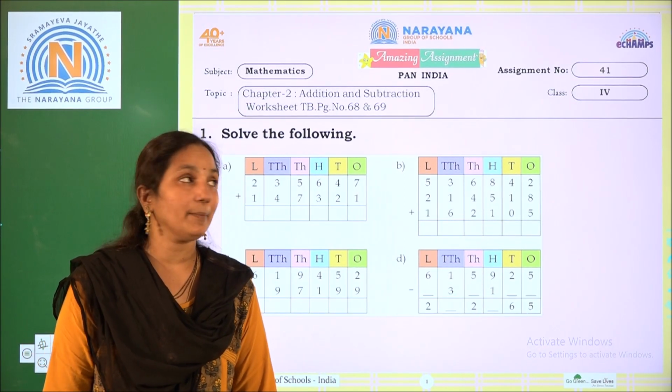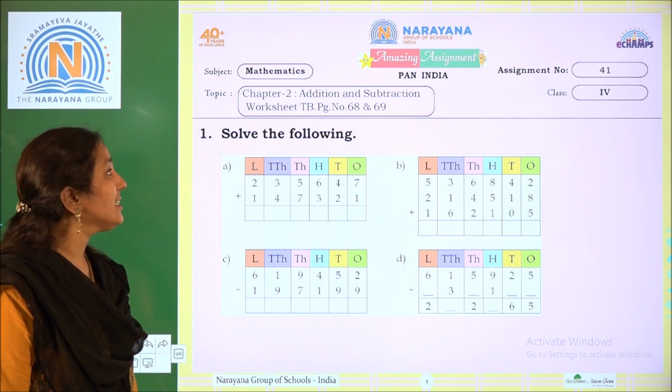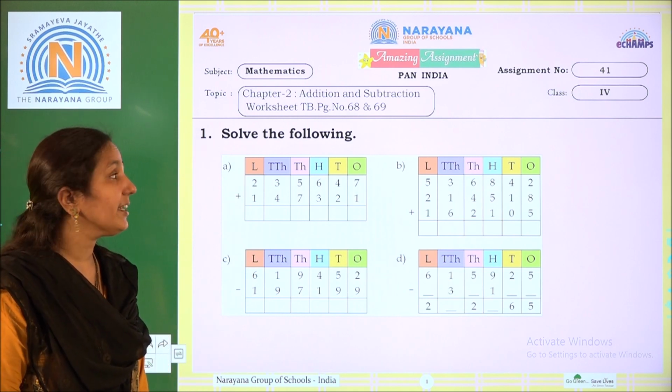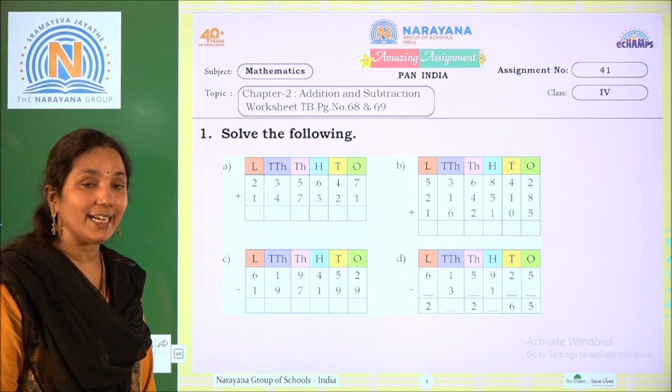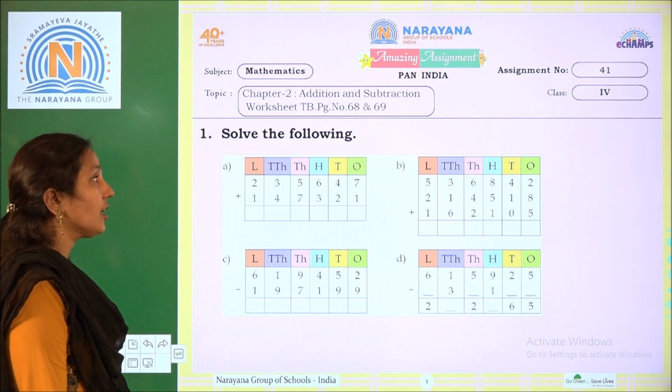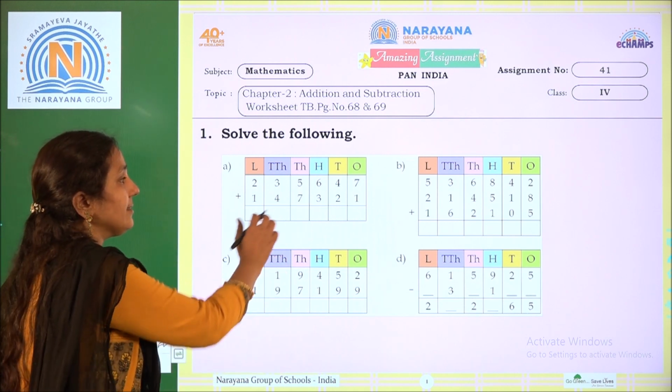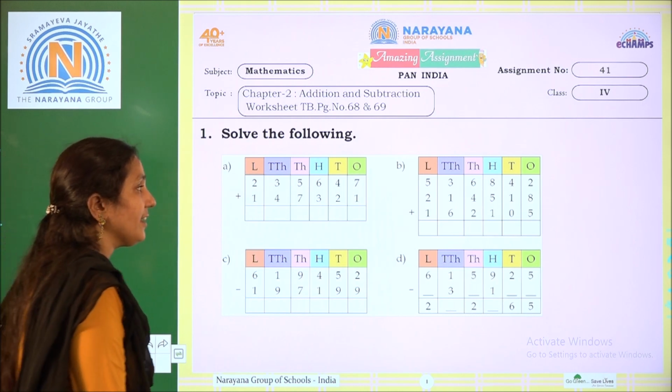Today our amazing assignment is Chapter 2 Addition and Subtraction Worksheet. You can refer to textbook page numbers 68 and 69. So first one, solve the following. Here an addition sum is given. We have to add the given numbers.